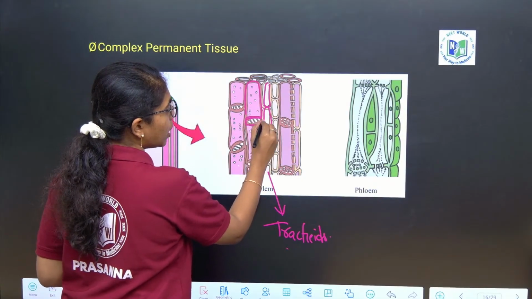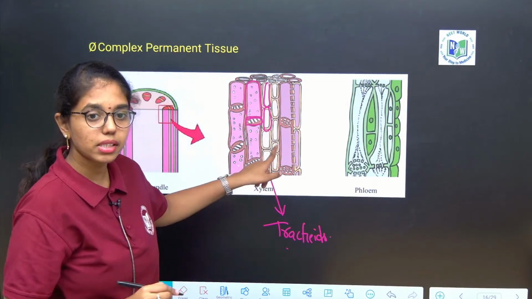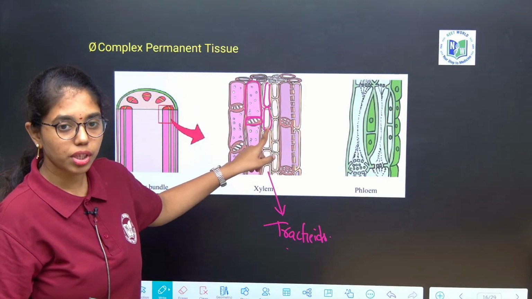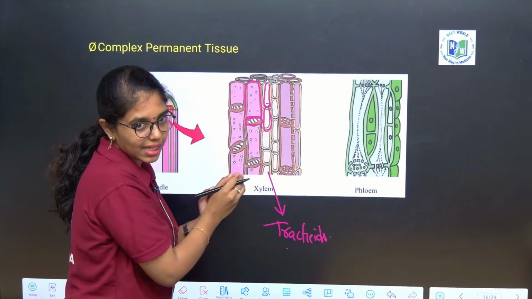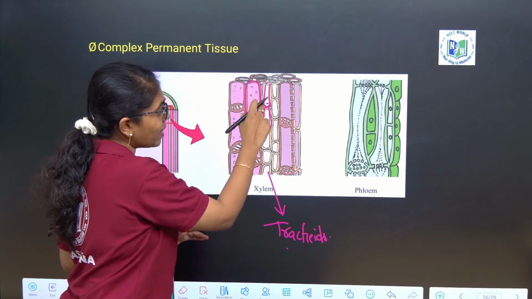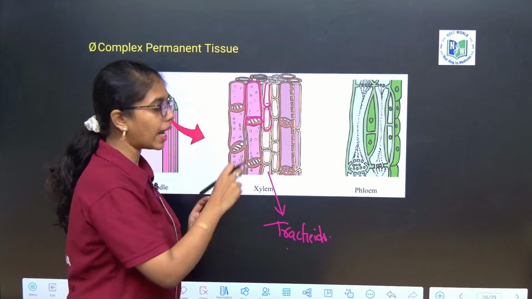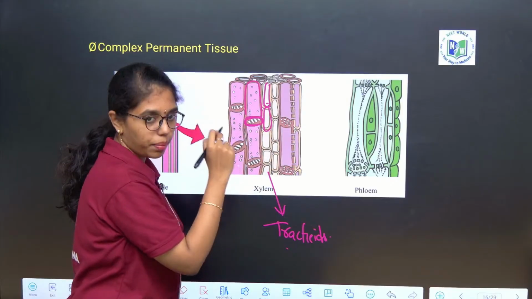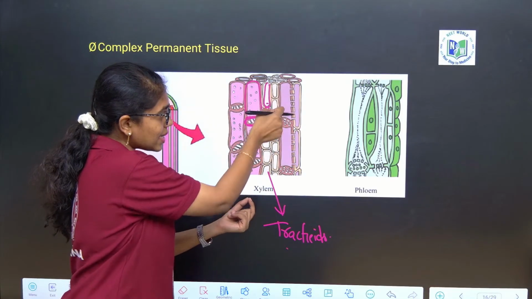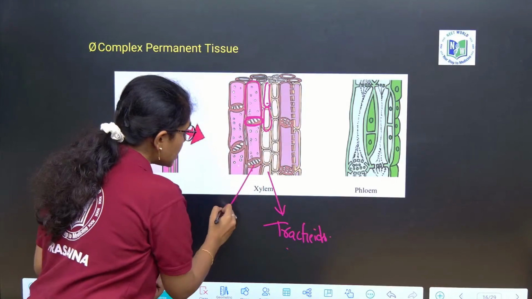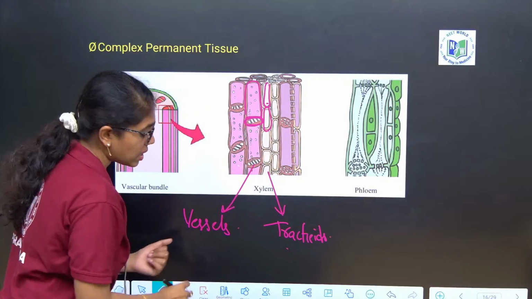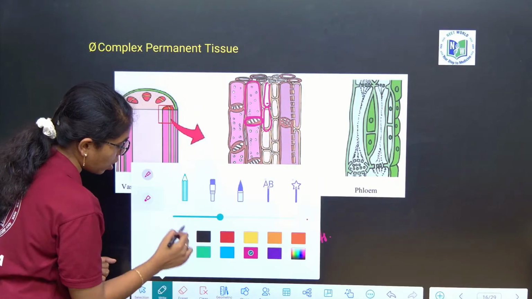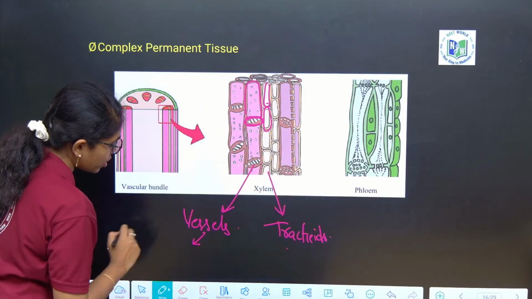The second type of tissue, if you can observe, is vessels. Vessels have thick perforation plates. In a tracheid, a single cell, you have many cells inside it, but in a vessel, one tube is equal to one cell, and they have thick perforation plates. They are cylindrical and elongated, fine. Vessels are not present in all the vascular plants. Vessels are the characteristic feature of only angiosperms.